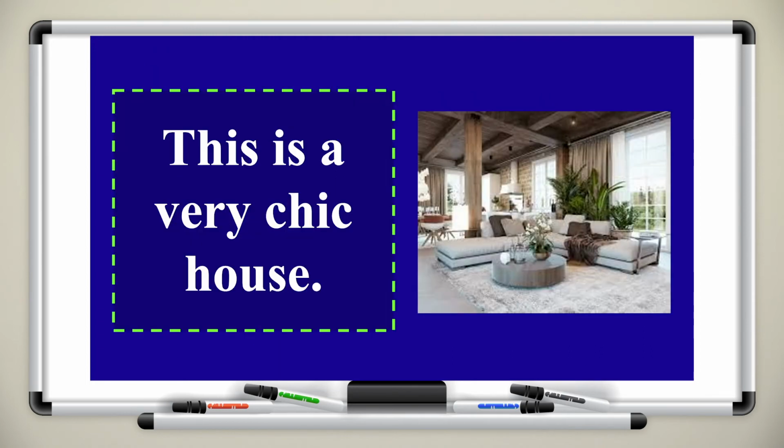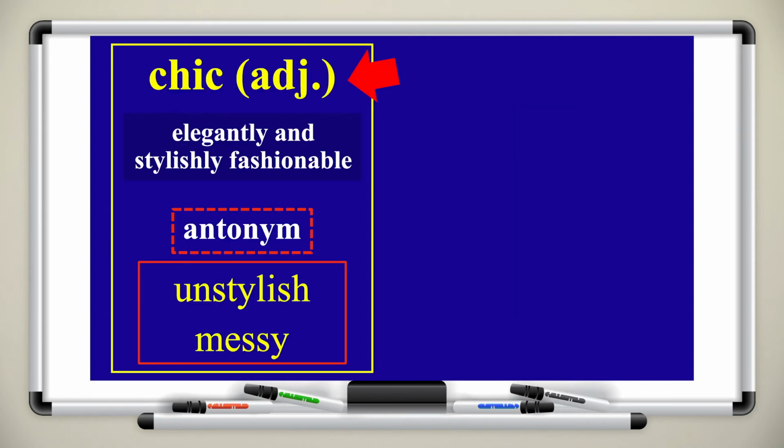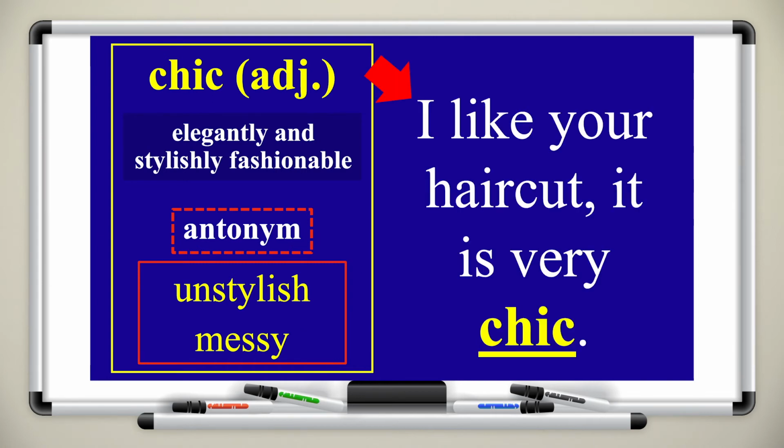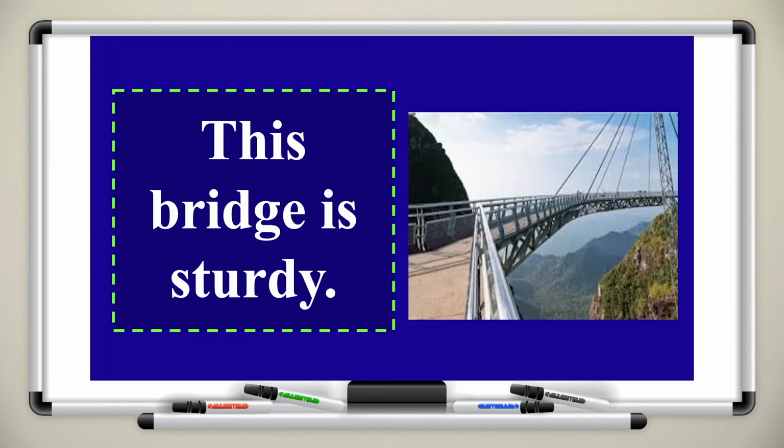So look at this image right here. This is a very chic house. What do you think the word chic here means? It's an adjective, and it means elegantly and stylishly fashionable. The antonyms of chic are unstylish and messy. For example, I like your haircut. It is very chic.